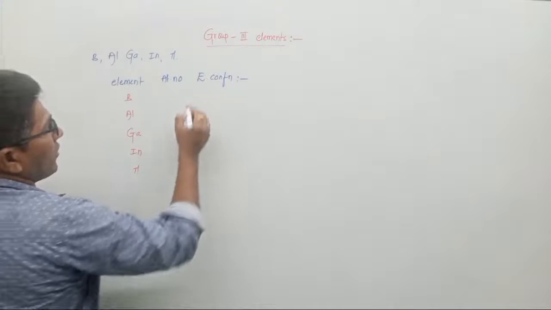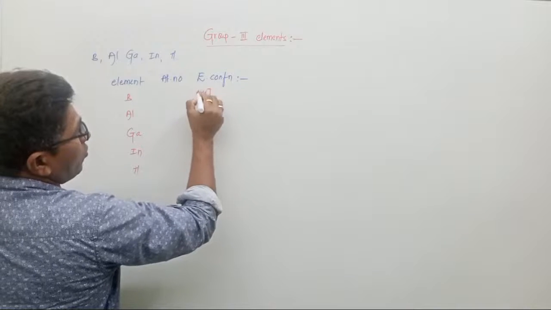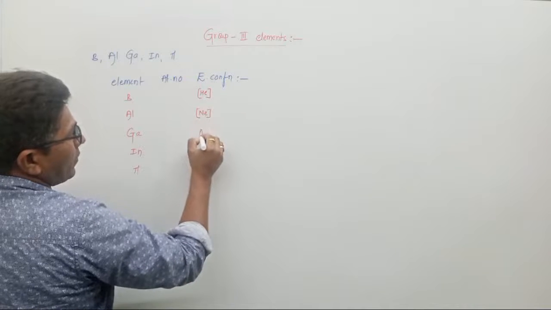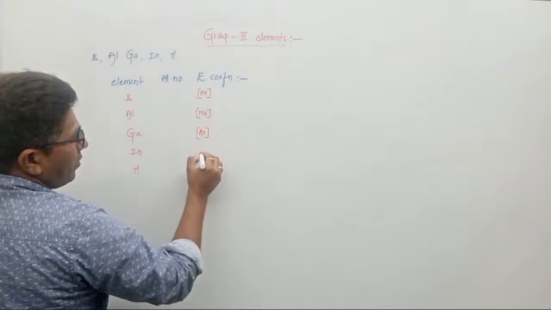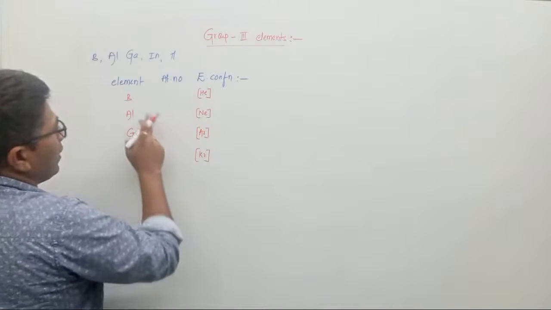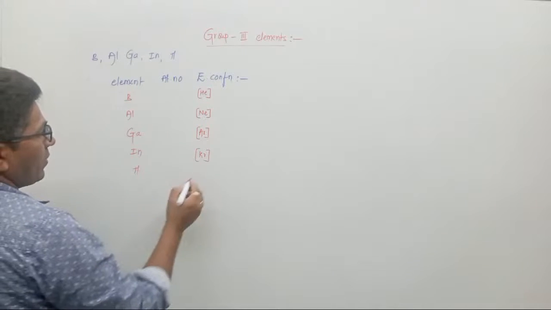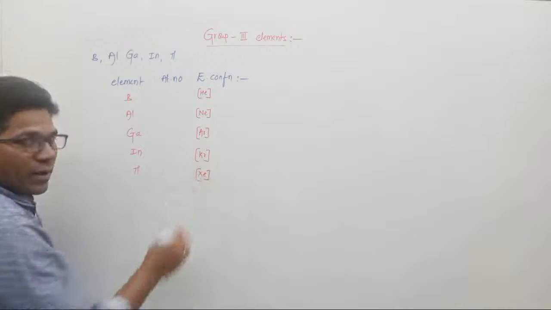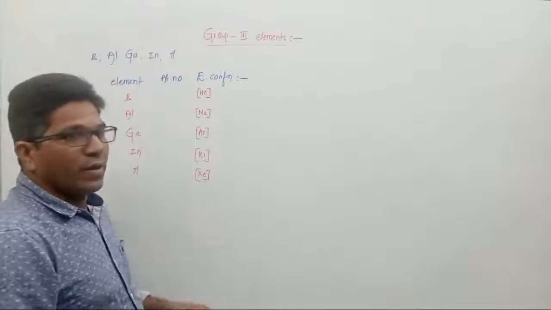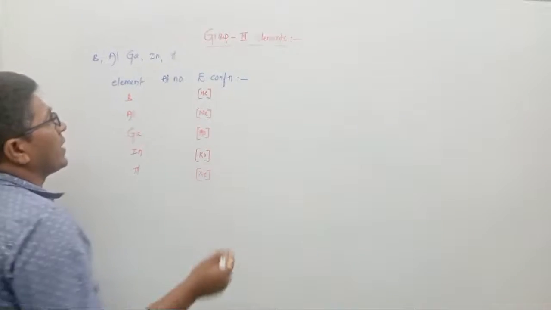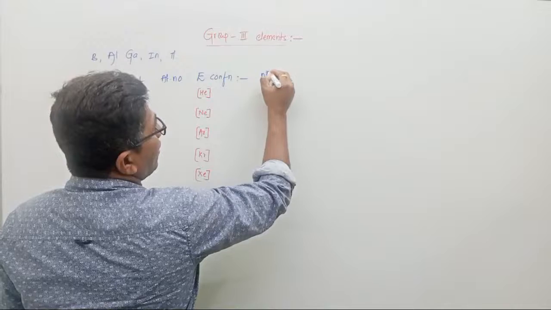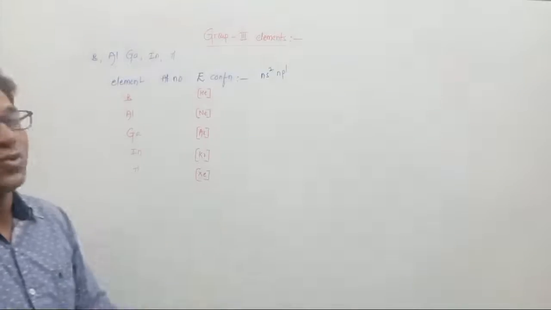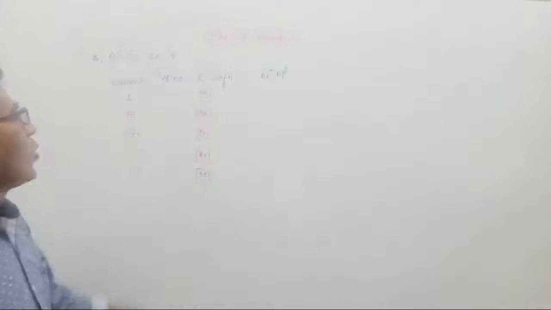Now its electronic configuration with noble gas configuration. Helium, neon, argon, krypton. Next, xenon and radon. Now we need up to xenon. So what is the general electronic configuration? General electronic configuration is ns2 np1 configuration. Now we'll go to the first one, boron.